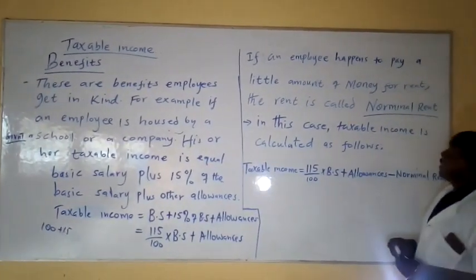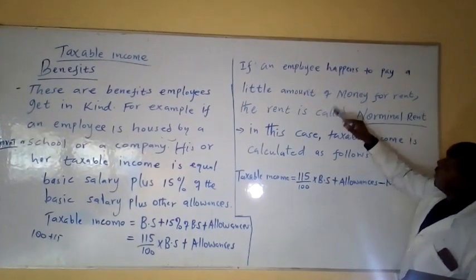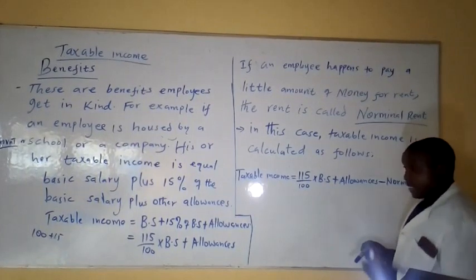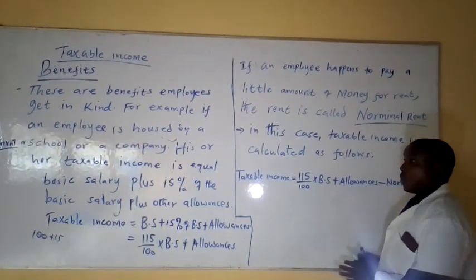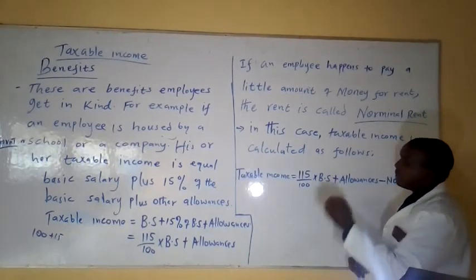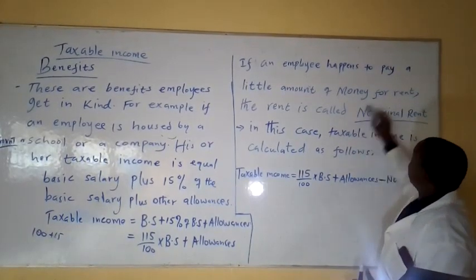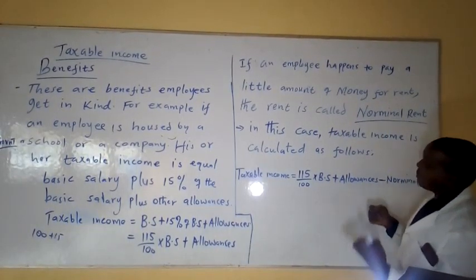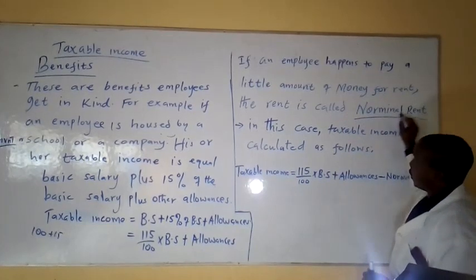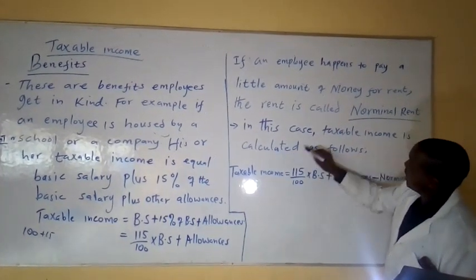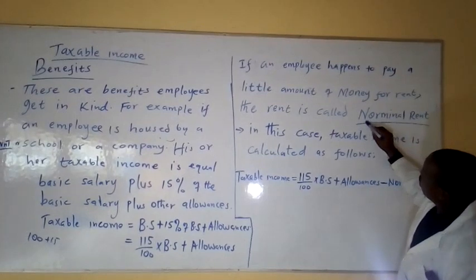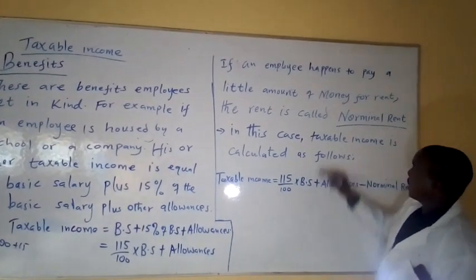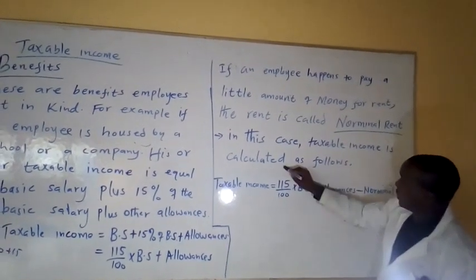So in case this employee pays a little amount of money for the house that he has been given. Remember, teachers who stay in school, in case they pay some little amount of money, that amount is called nominal rent. So in this case, if they are paying nominal rent, how do we calculate the taxable income of that person? Therefore, taxable income is calculated as follows.